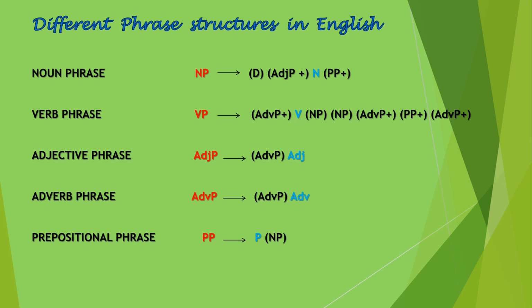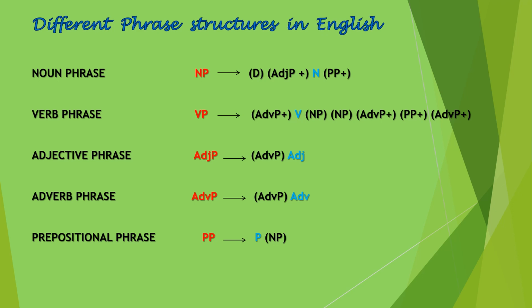So some sentences may have just a verb, some sentences may have just a verb and a noun phrase, or a verb and a prepositional phrase. So all these things in brackets are optional. So it can have a minimal structure of just a verb, or it can have a maximal structure having all these optional elements.